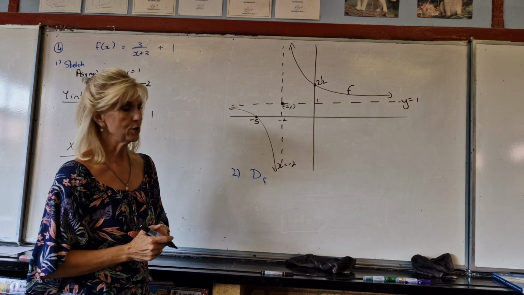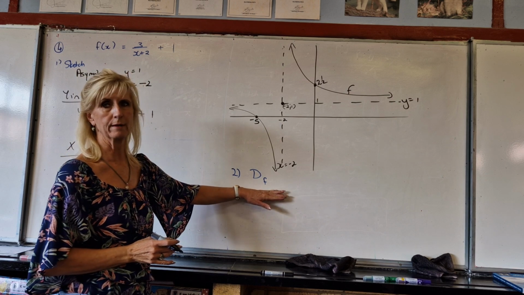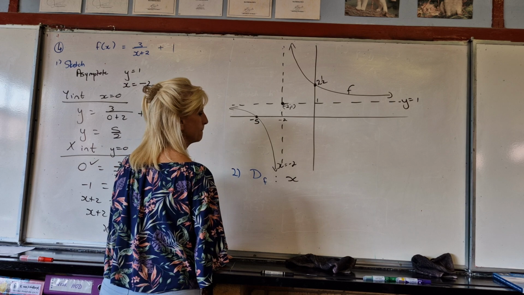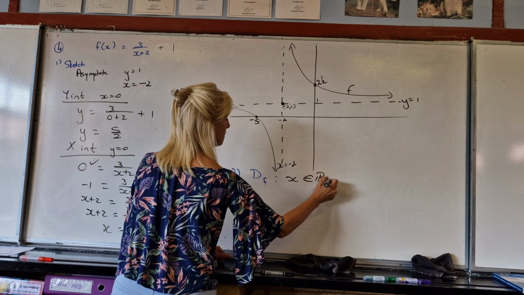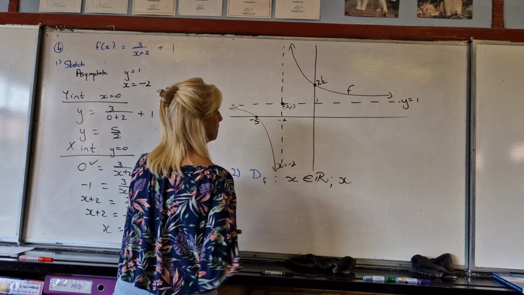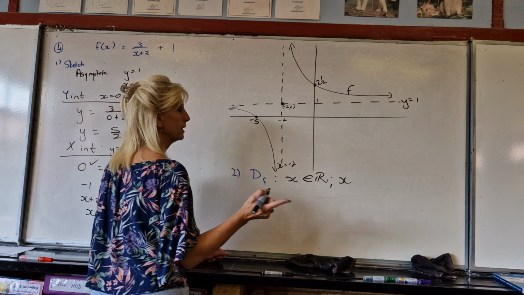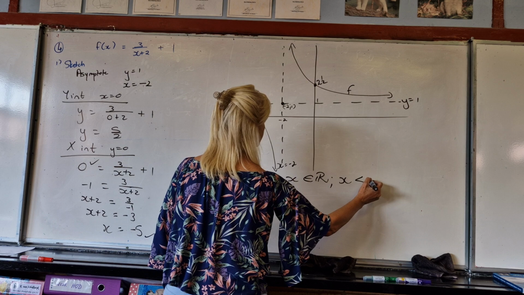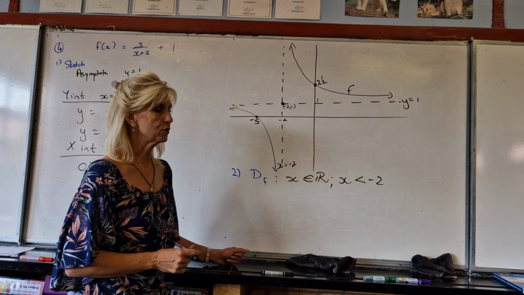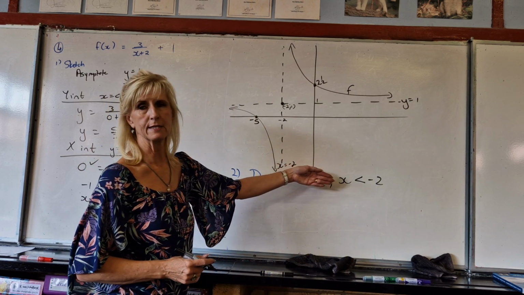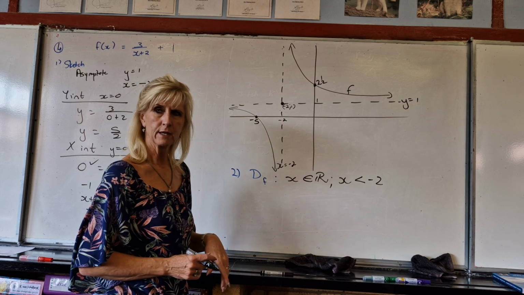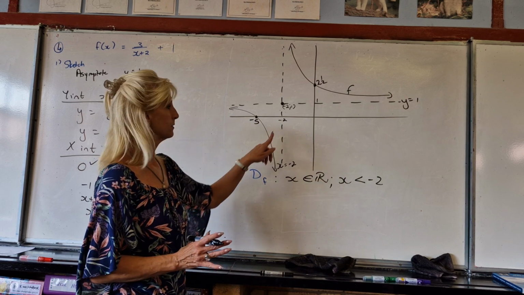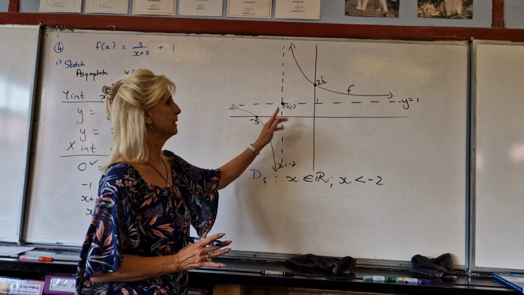The only other question that they asked me was, what is the domain? So the domain is? X is an element of the real numbers. X cannot equal negative 2. It cannot equal, it's just less than negative 2. And if you just wrote x is less than negative 2, you're actually right, because we are busy with what's wrong. So there's the x that's negative 2.